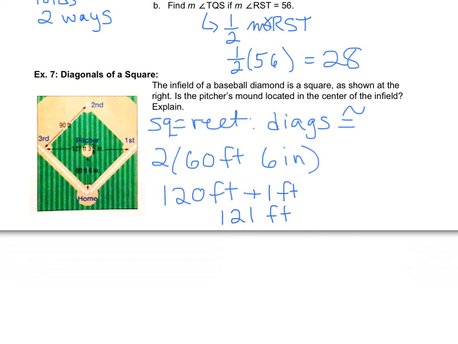But if this is truly a square, and we know that the distance is truly 127 feet, then what we're looking at is no, not a square. If we doubled that distance from 60 feet 6 inches, if this were a square, then it should be the same distance from third to first as it is from second to home, and it's not.